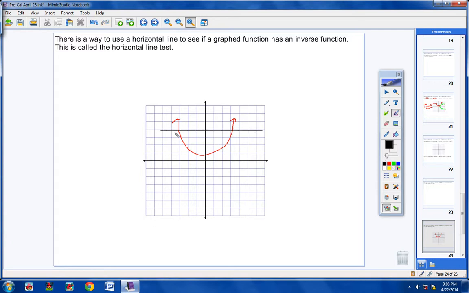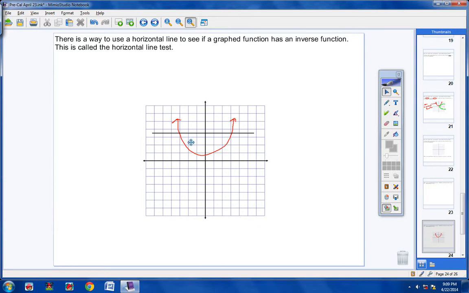If there's any place in this red graph that you can draw a horizontal line in which that horizontal line touches the graph in more than one place, then this red graph is not a 1-to-1 function. Thus, it does not have an inverse function. Let me say that again.